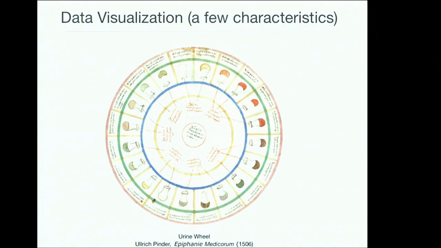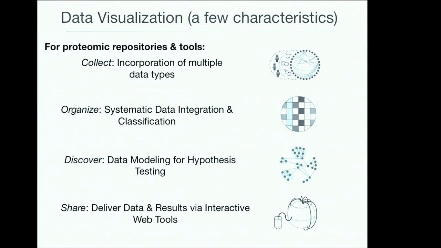500 years ago, Ulrich Pinder made this urine wheel where he classified urine based on smell, color, taste, and linked it to different diseases as a diagnostic tool. So it's important to integrate these many types of data and different data modalities and classify them. But of course, it's also important that we do some kind of hypothesis testing. We need to discover something with our tools. So we need to be able to model the data. And finally, it's important we share with the community, as we've seen many of the tools presented earlier here.